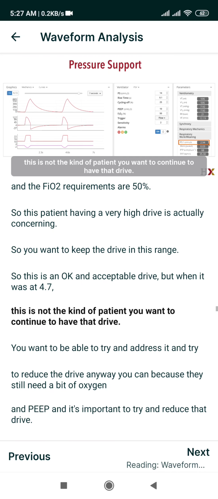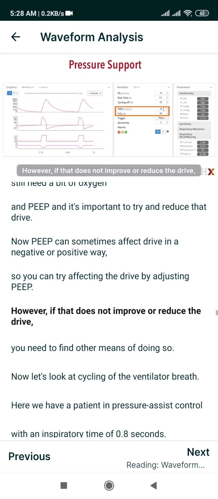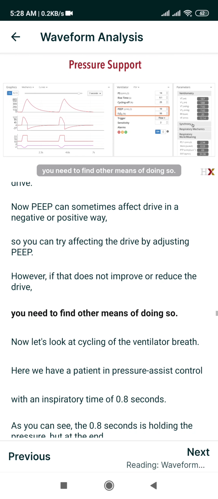Now, PEEP can sometimes affect drive in a negative or a positive way. So you can try affecting the drive by adjusting PEEP. However, if that does not improve or reduce the drive, you need to find other means of doing so.